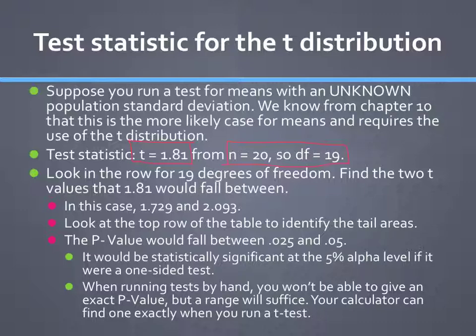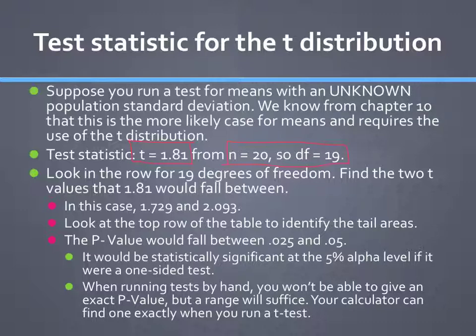So as I walk across, once I get to, I think it's the fifth value over, I have 1.729. The next value is 2.093. Our test statistic of 1.81 would fall in between those two values. Once you find the two values in which your test statistic falls between, I want you to walk up to the very top row that says upper tail probability, and you're going to find then the two tail probabilities that are associated with those two t-values.